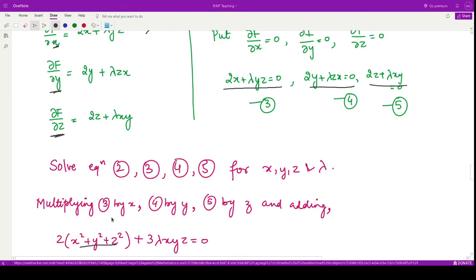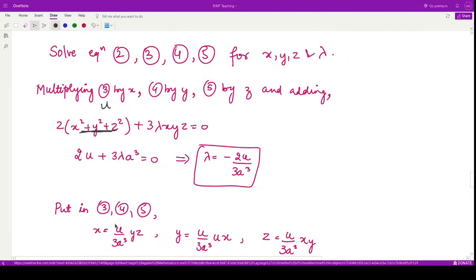Now what was this term? This was your u. Because this was your u term, you can calculate. And if you look at the given constraint equation number 2, that is a cube. So this relationship becomes this one, and from here the value of lambda is equal to minus 2u divided by 3a square. So you have calculated the value of lambda in terms of u and a.